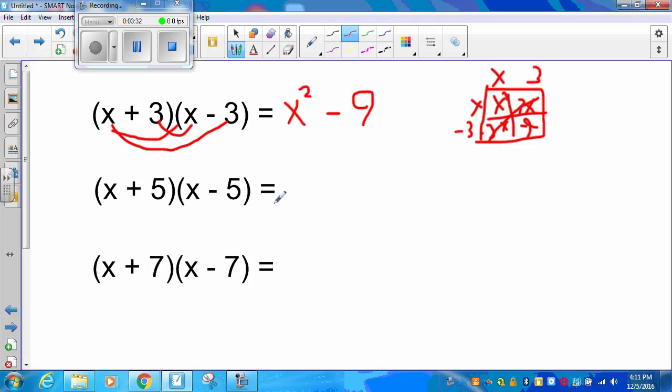I would like you to multiply these next two out on your own and see what you get. And please answer what you got for x plus 7 times x minus 7.